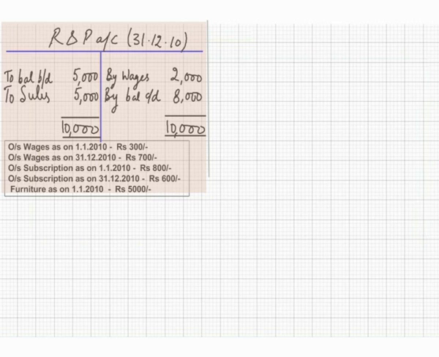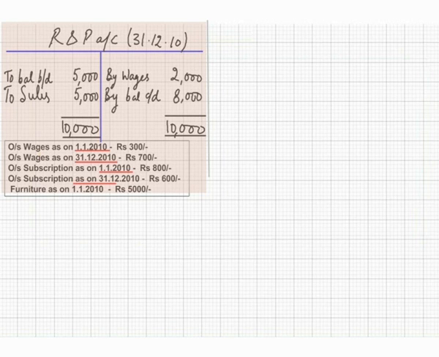And the additional information or adjustments are: outstanding wages as on 1st January 2010 300 rupees, and outstanding wages on 31st December 2010 700 rupees. Outstanding subscription on 1st January 2010 800 rupees. Outstanding subscription as on 31st December 2010 600 rupees. Furniture as on 1st January 2010 was 5,000 rupees. So in this question, adjustments in the beginning, I mean to say 1st January 2010, and at the end, both are given.